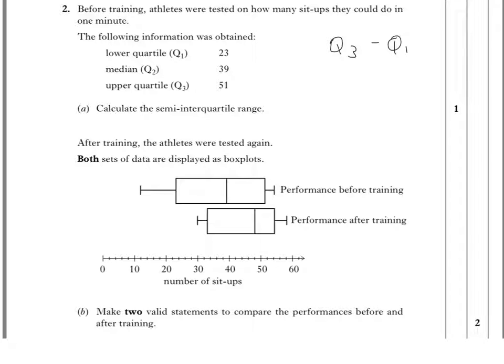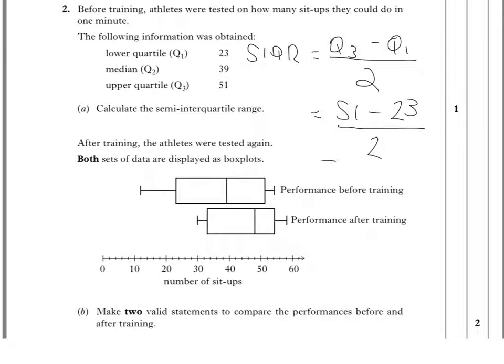The semi-interquartile range, well, if you think about semicircle, it's half a circle. Well, the semi-interquartile range is just the interquartile range divided by 2. Remember, this formula will not be given to you in your formula sheet. So if we calculate that and put in some numbers, the upper quartile Q3 is 51, minus the lower quartile, which is 23, and that's all being divided by 2.